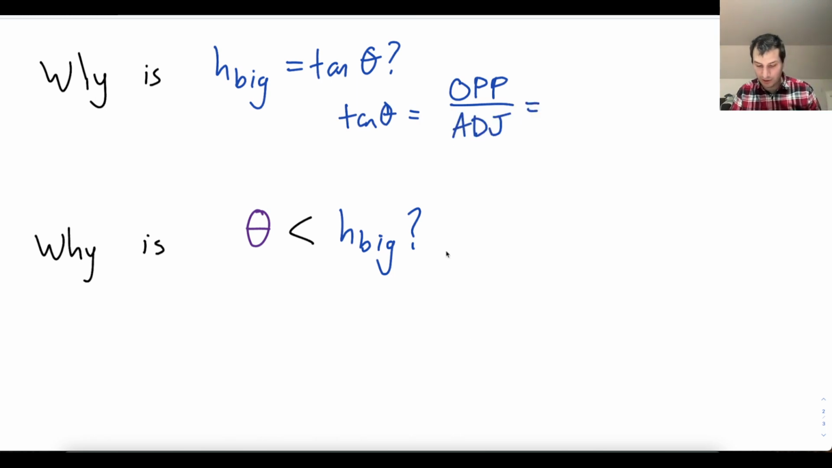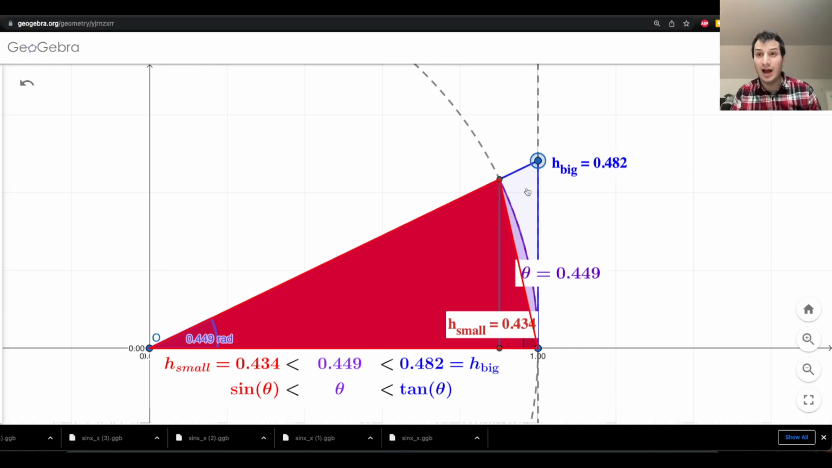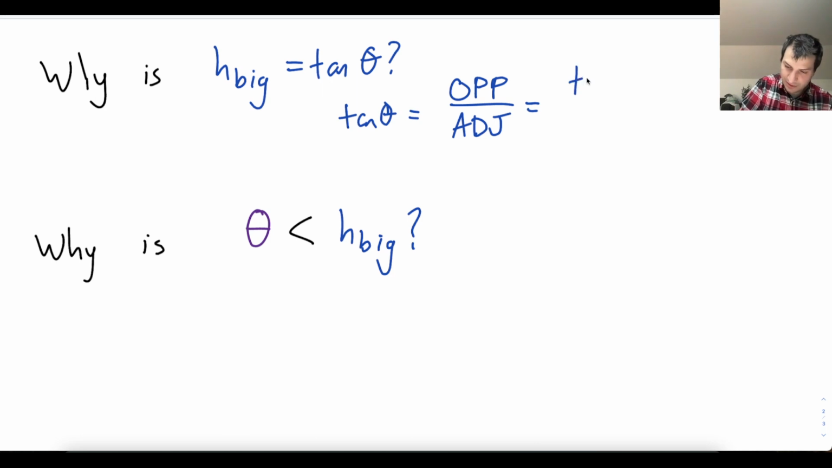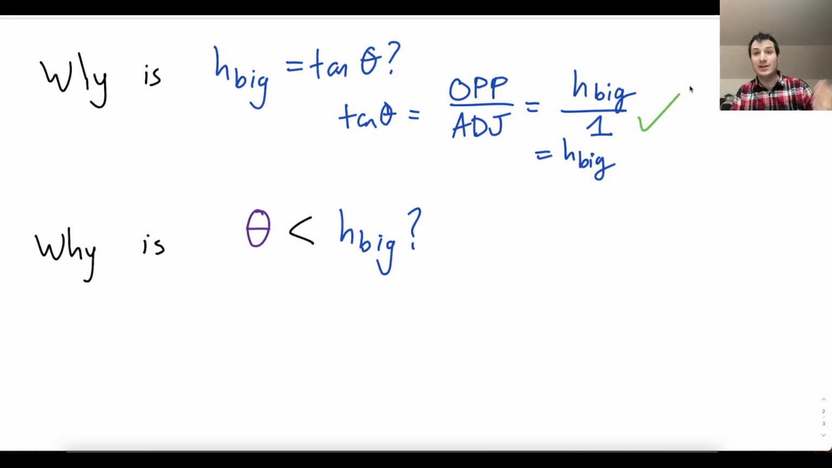Let's take a look at our triangle. The opposite side is exactly h big, so theta is over here in this corner. The opposite side is h big in the blue triangle, and the adjacent side is this length over here, which is exactly 1 because we're in the unit circle. So this is the tangent, this is h big divided by 1, which is exactly just h big. So that is explaining why it is true that h big is tan theta.